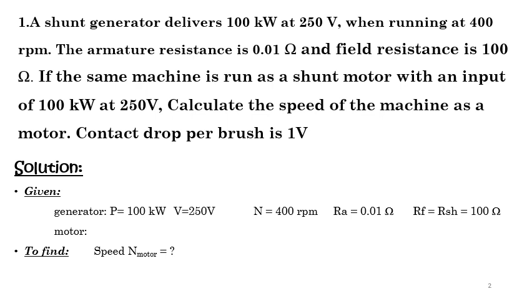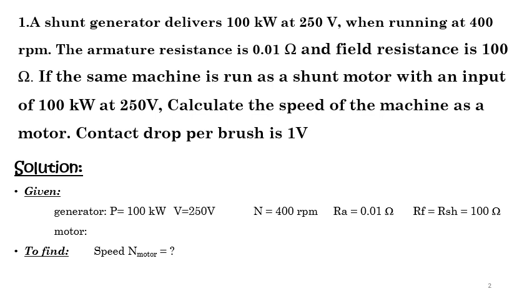According to the question, it is a shunt generator and it delivers 100 kilowatt power. That means the power is 100 kilowatt, P equal to 100 kilowatt. Voltage is 250 volt and it runs at 400 rpm. That means N is equal to 400 rpm. Armature resistance Ra is 0.01 ohm. Field resistance is 100 ohm.